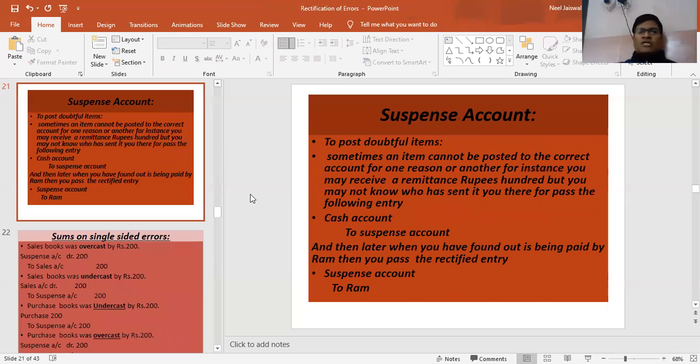Now, suspense account to post doubtful items. Sometimes an item cannot be posted to the correct account for one reason or another. For instance, you may receive a remittance of rupees 100, but you may not know who has sent it. So you will put it in the suspense account: cash account to suspense account. You don't know from where you have received the money. Later, when you find out who has given it, you close the suspense account: suspense to RAM.